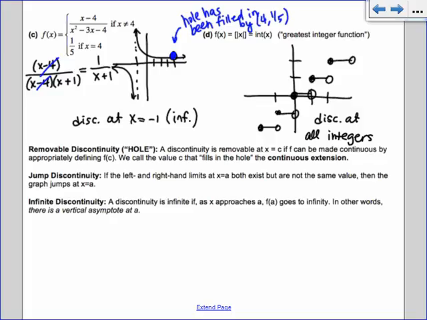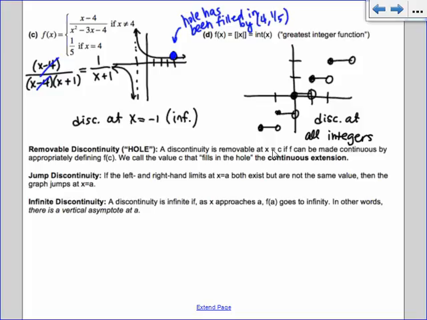Okay. So there's the little definitions that I already talked about. A removable discontinuity or a hole is removable if it can be made continuous by filling in a certain value. If you can fill in the hole, we call that the continuous extension. It's like making a piecewise function, kind of like part C, where we filled in the hole. A jump discontinuity says if the left and right hand limits at x equals a both exist but are not the same value, then the graph jumps. As I'm tracing from the left, I go to a certain value, and as I'm tracing from the right, I go to a certain value, but they're not the same value.